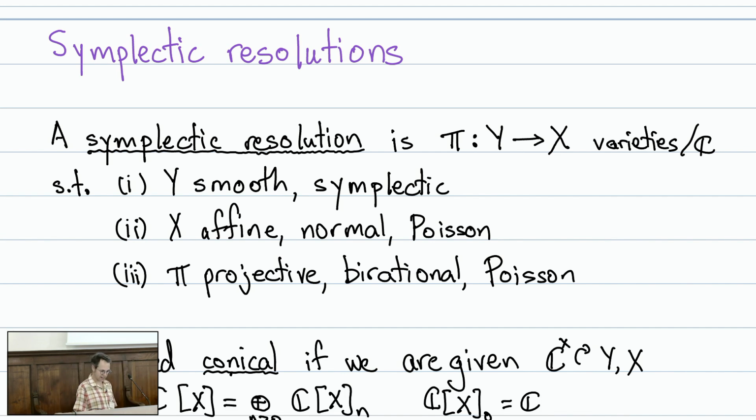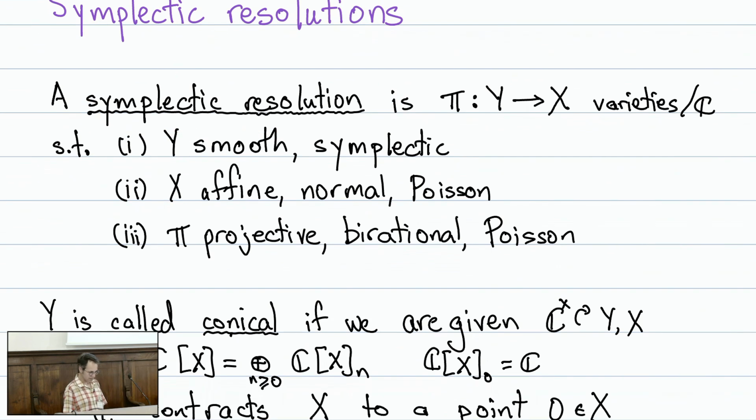So pi is a kind of resolution in 2 ways. On the one hand, it's a resolution of singularities in the usual sense, in the sense that Y is smooth and pi is projective and birational. So in the usual sense of algebraic geometry, it's a resolution of singularities. But it's also a resolution in a symplectic sense, because X carries this Poisson structure, and a Poisson structure is kind of like a degenerate symplectic structure, and Y resolves that degeneracy in the Poisson structure and turns it into a symplectic variety. So that's called a symplectic resolution.